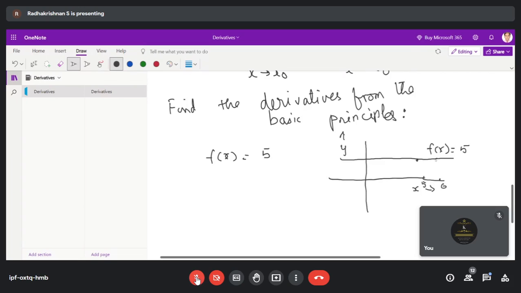Y doesn't change at all. So here the rate of change of y with respect to x is going to be 0, right? Y is not changing. Y is constant.